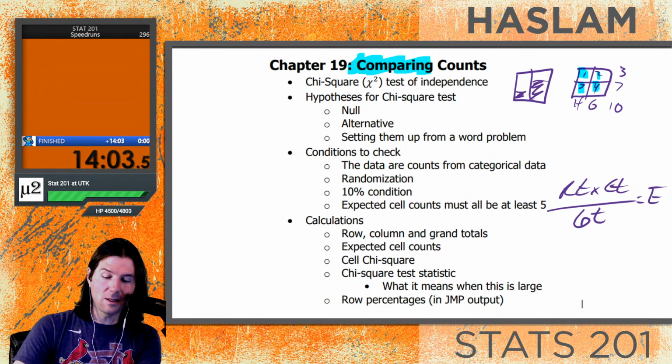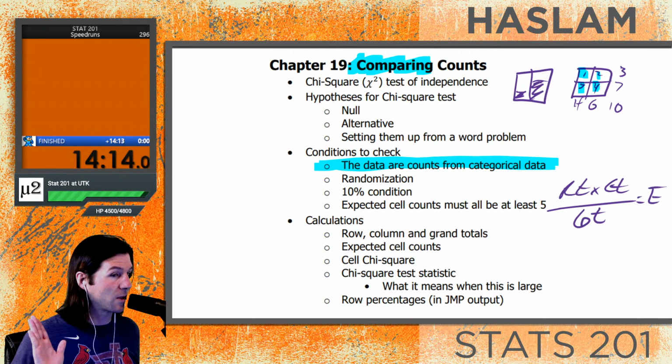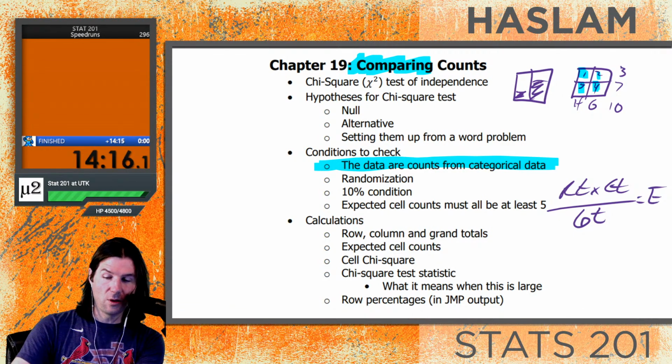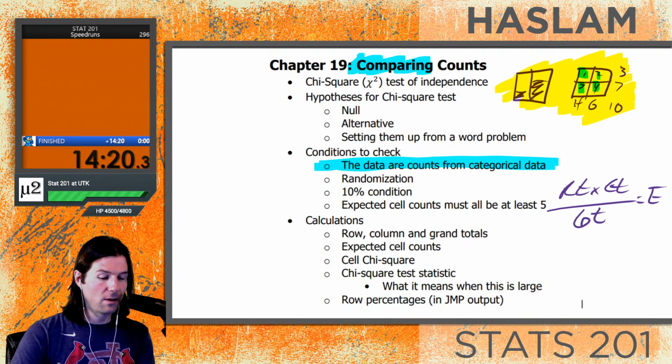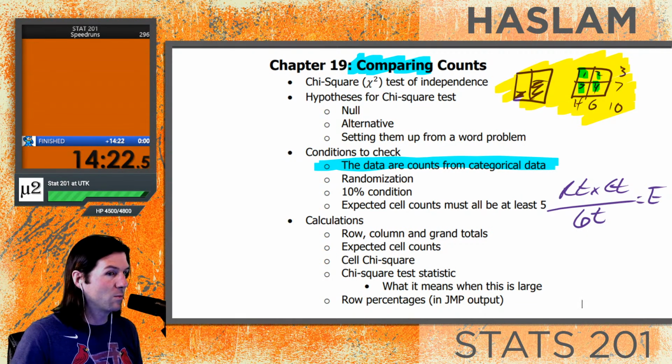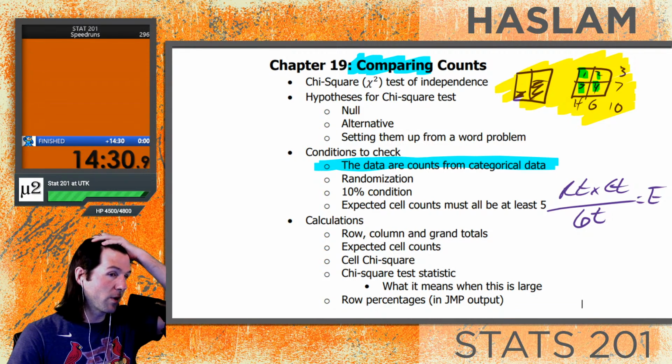But the easiest condition to check is to check to see if they're count data. How do we check count data? All count data is, we just look to see if both variables are categorical. By virtue of us having these graphics, we pass. A mosaic plot has to be categorical data. So because we're doing categorical data, it is count data. So that's the count data condition right there.